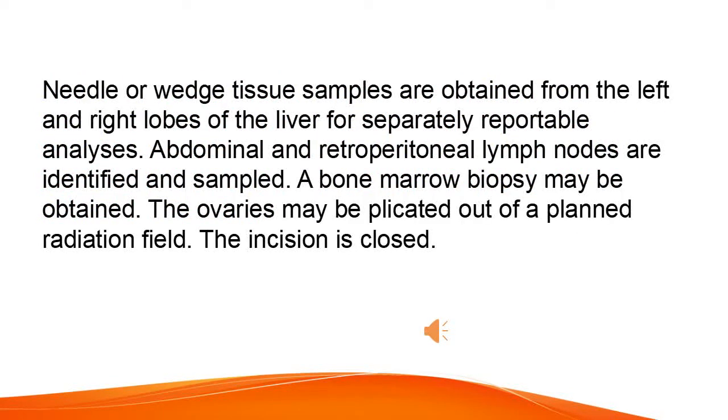Needle or wedge tissue samples are obtained from the left and right lobes of the liver for separately reportable analyses. Abdominal and retroperitoneal lymph nodes are identified and sampled. A bone marrow biopsy may be obtained. The ovaries may be plicated out of a planned radiation field. The incision is closed.